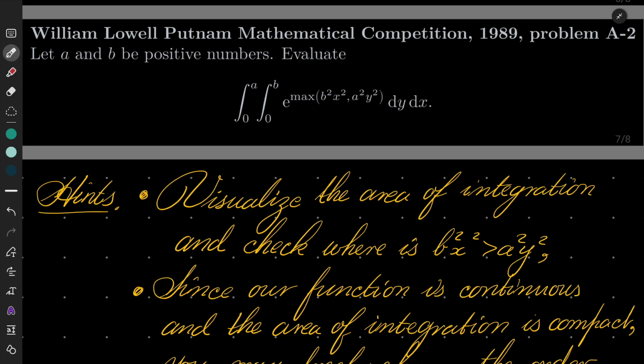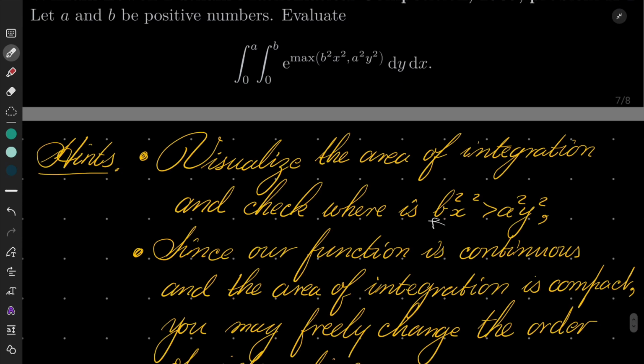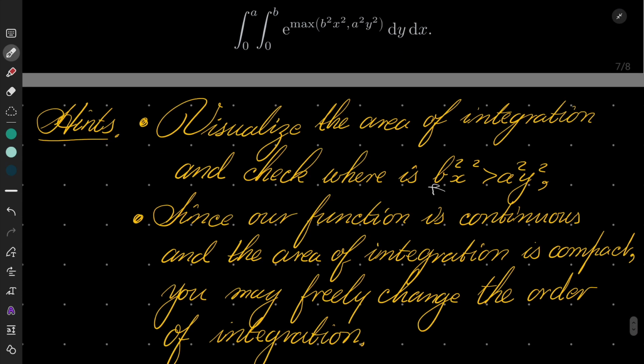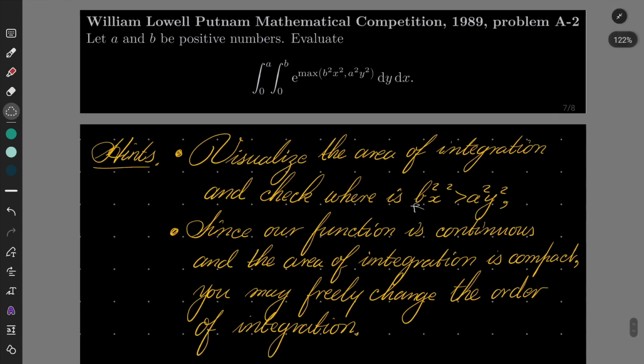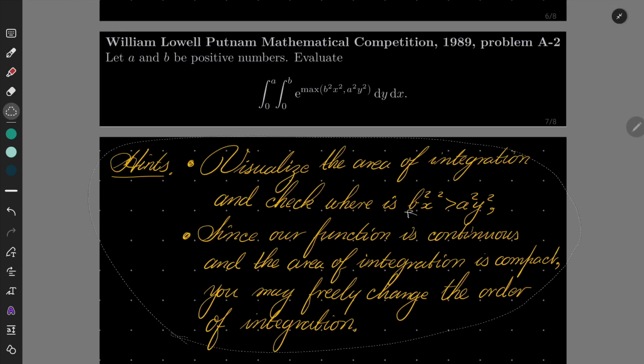So my hint for this problem is that it's not particularly hard. It looks daunting because of the double integral, but you shall see it's not that hard. First of all, visualize the area of integration and check where in this area, for example, b squared x squared is greater than a squared y squared. And also remember that since our function is continuous and the area of integration is compact, you may freely exchange the order of integration. That may be helpful at some point. So give this problem a try and I will see you in a minute.